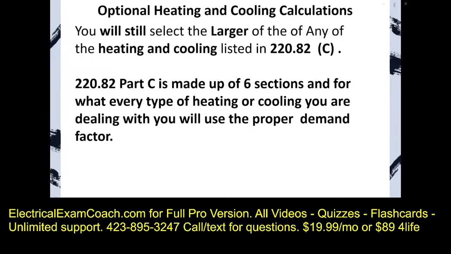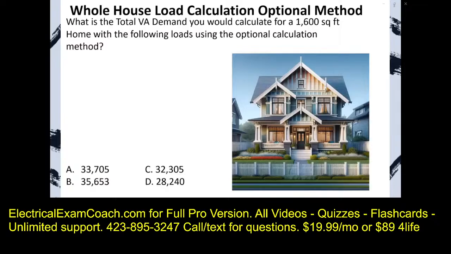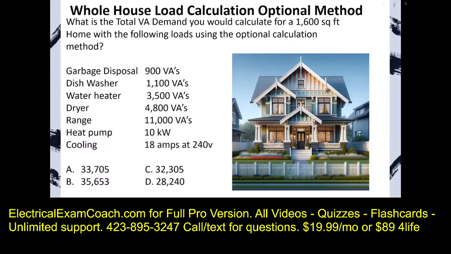It's very simple and easy to understand. And then once you've calculated the heating and the cooling, you just select the larger of the two. What is the total VA demand you would calculate for a 1,600 square foot home with the following loads using the optional method? I want you to take a minute and write all these down. That way you can follow along as I go through each screen.